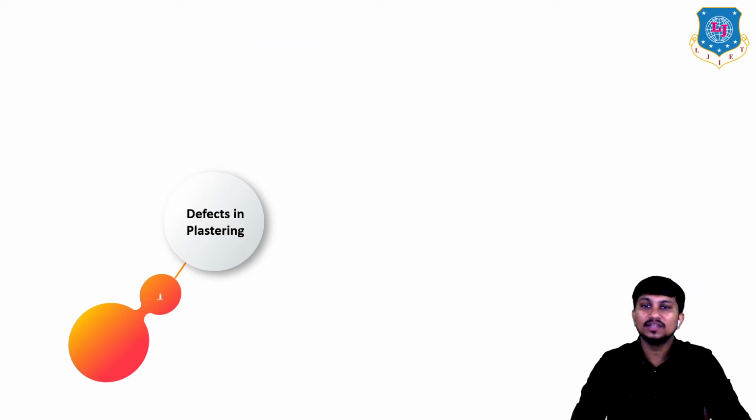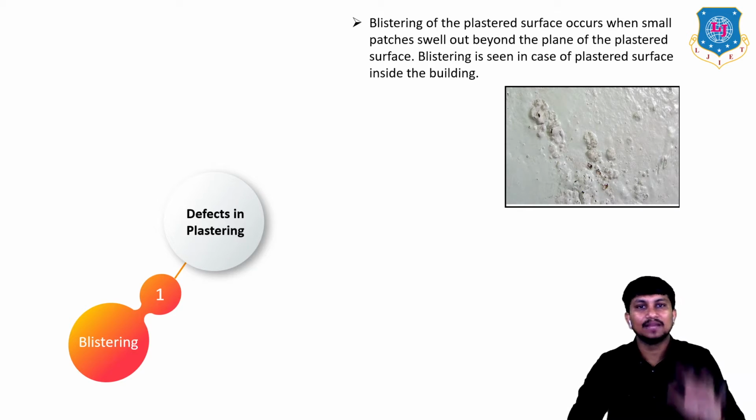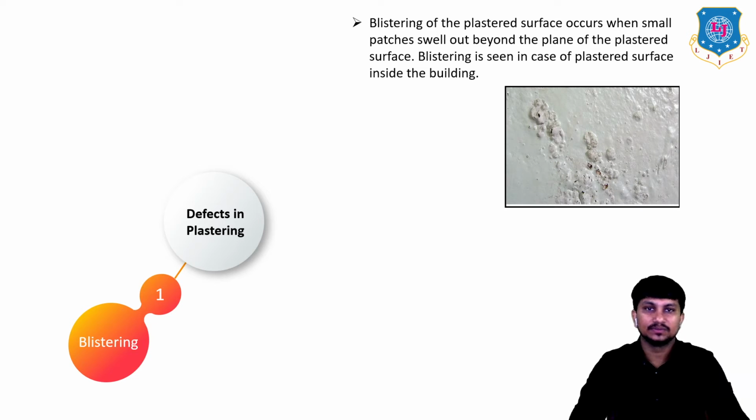Now let's see various defects in plastering, of which the first is blistering. So, what is blistering? Blistering of the plaster surface occurs when small patches swell out beyond the plane of the plaster surface like this. Okay, blistering is seen in the case of plaster surfaces inside the building. You all have seen this type of blistering in your houses also.